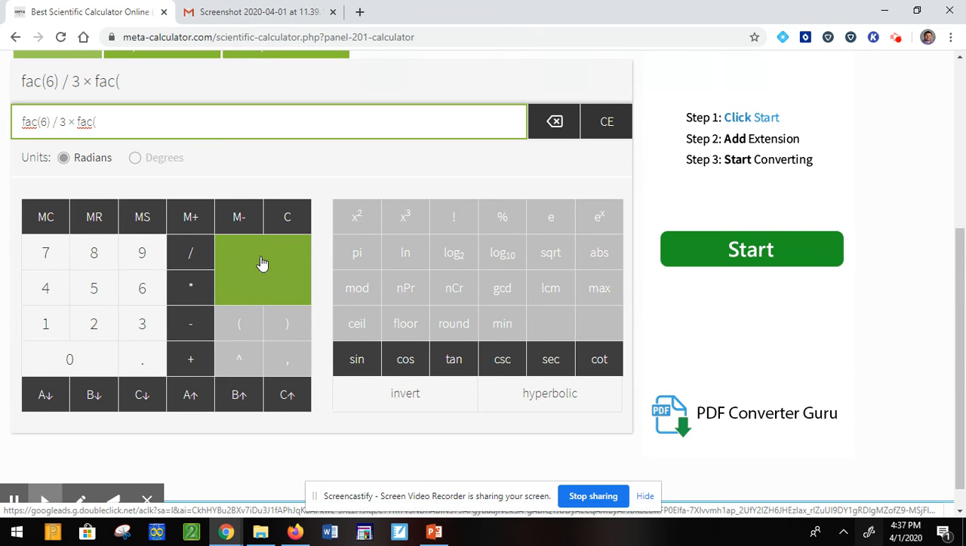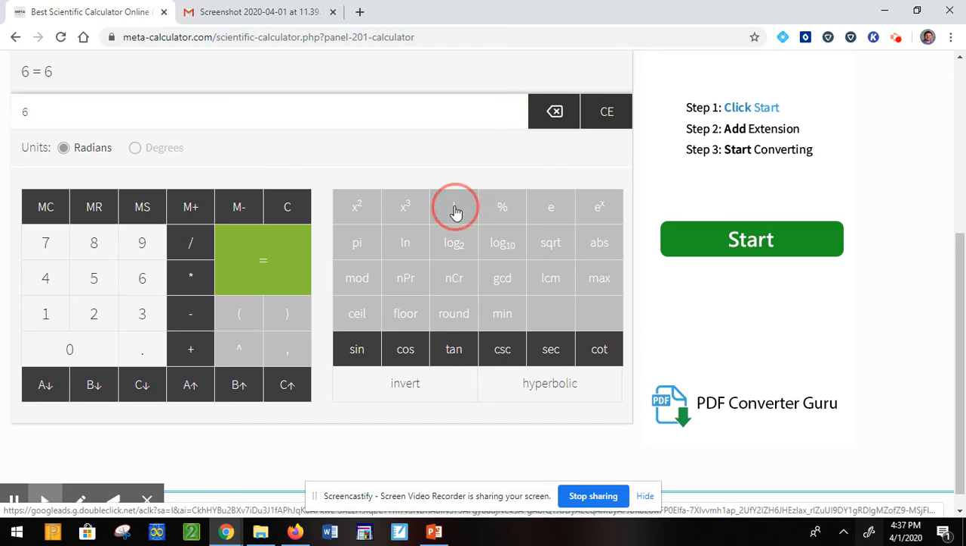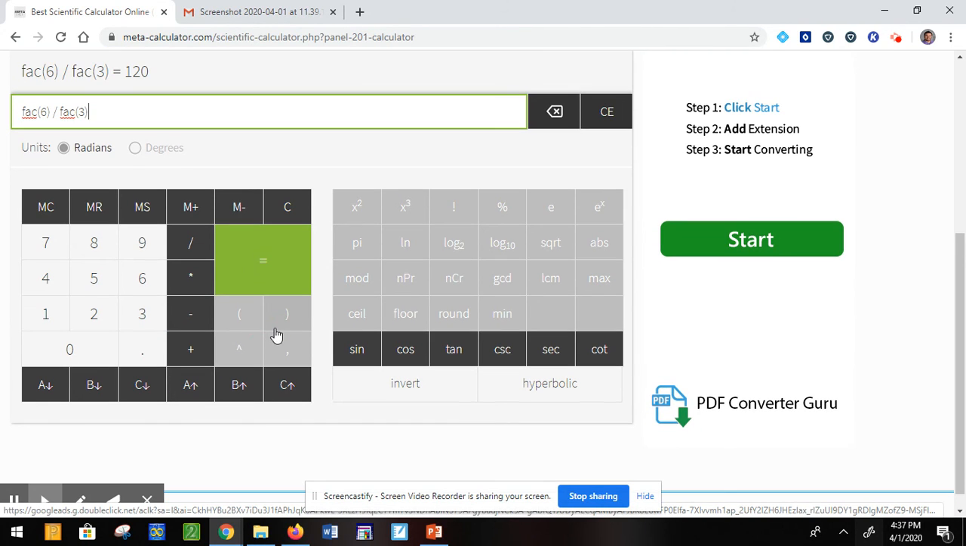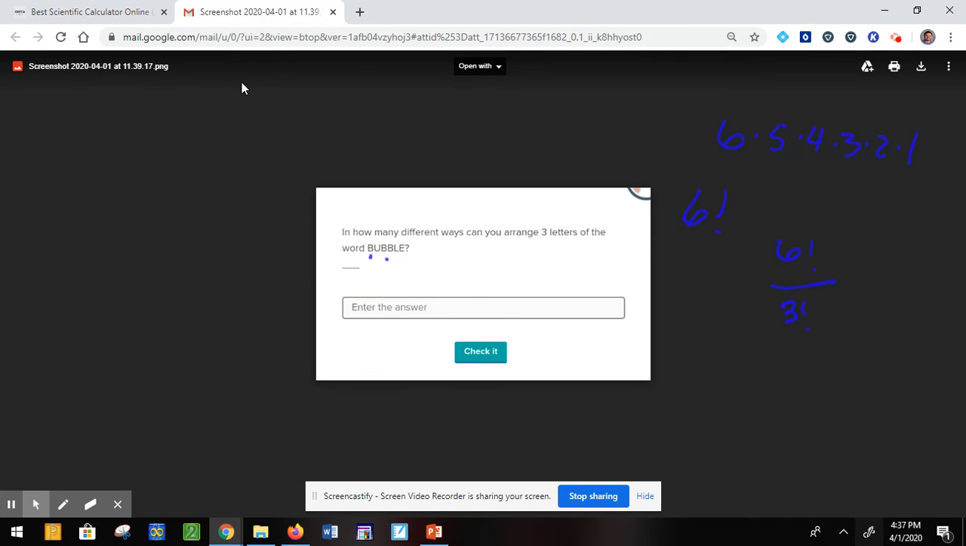Doesn't look like that works the way I thought it would. Okay, so 6 factorial divided by, we have to do this first, 3 factorial. I'm getting 120. So it's basically 720 divided by 6. So the answer to this should be 120 different ways.